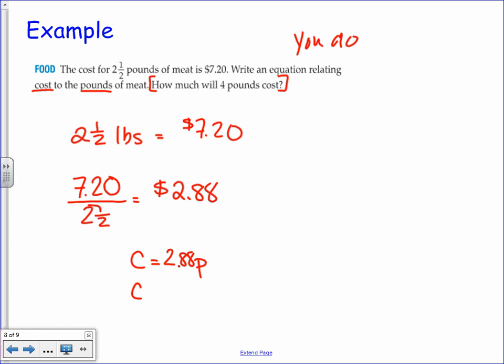Now, I can find the cost of 4 pounds by plugging in 2.88 times 4. And the cost for 4 pounds is going to be $11.52.